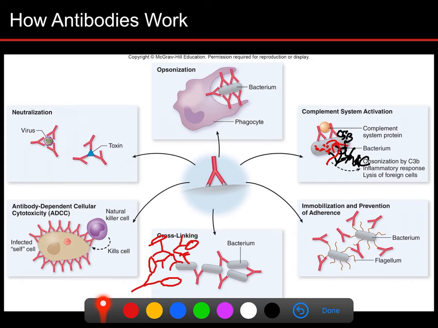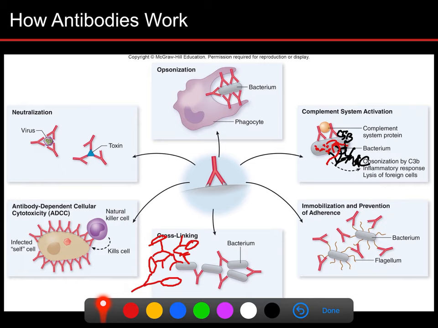The fifth way that antibodies act to protect you is that antibodies can stimulate what's called antibody dependent cellular cytotoxicity, or ADCC. This is something that's usually used against infected self cells, right? So your cells that have been infected by a virus. Your cells are often going to be too big for a neutrophil to effectively phagocytize. They don't have flagella on them, and they are often going to be resistant to the complement system, because if your complement system targeted your own cells, that would be bad.